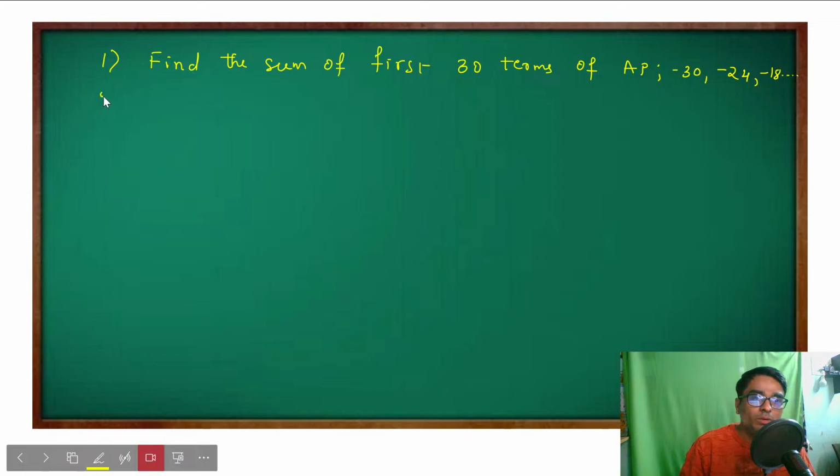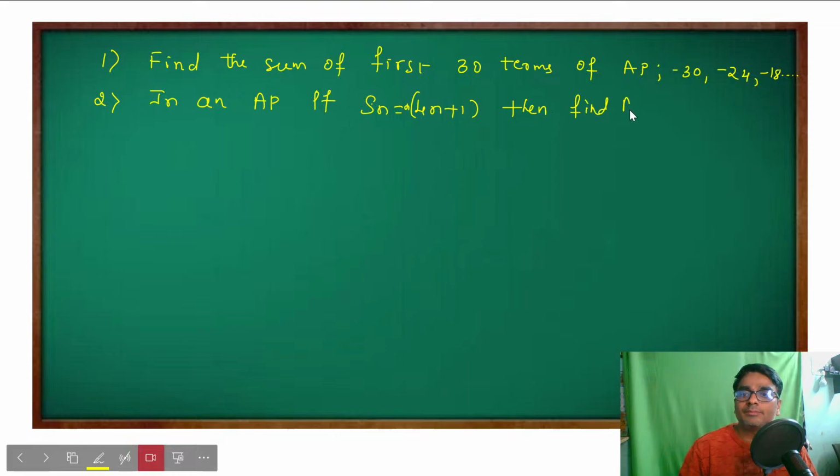We will take one more question here together. So in an AP, if Sn is equal to 4n into 4n plus 1, then find the AP. Both questions are very easy. So first one we'll take now.